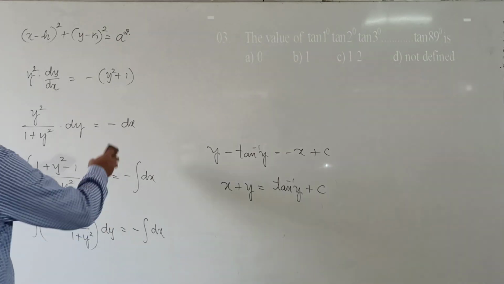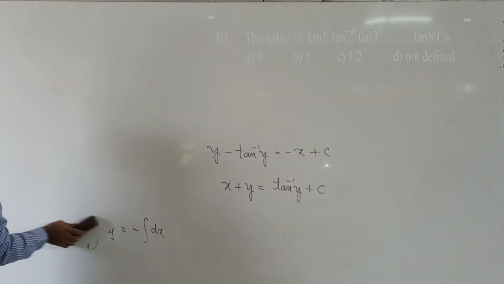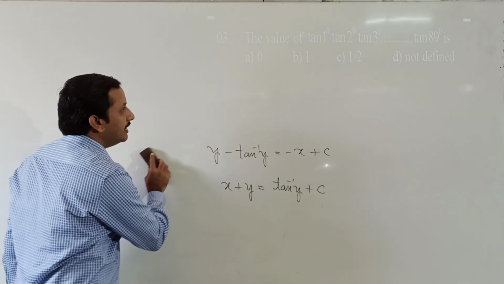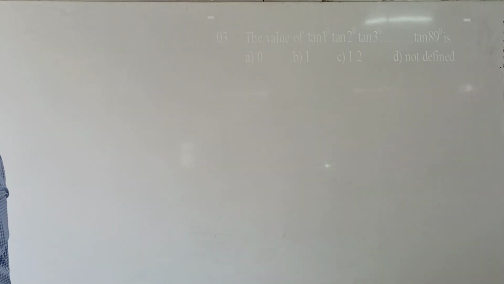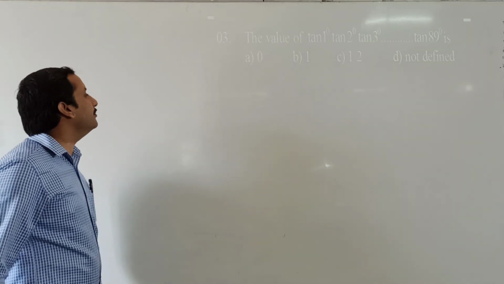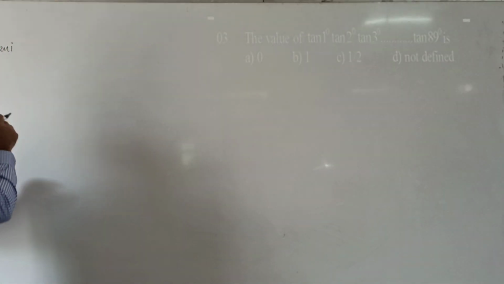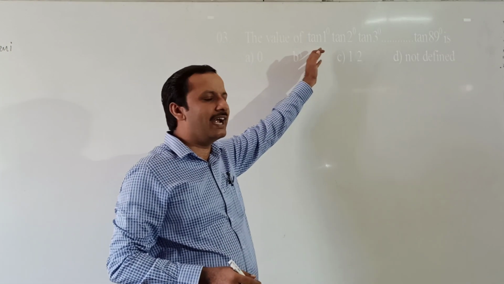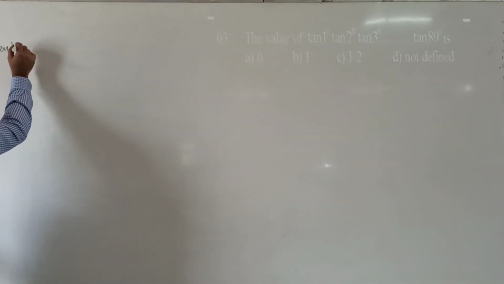The value of tan 1 degree into tan 2 degree into tan 3 degree, etc., till tan 89 degree. Now in this, tan is appearing 89 times: tan 1 degree, tan 2 degree, tan 89 degree, etc. So I will group them in this way. I will write tan 1 degree. I will take the first term from the beginning and the first term from the end. Tan 1 degree into tan 89 degree I will do.